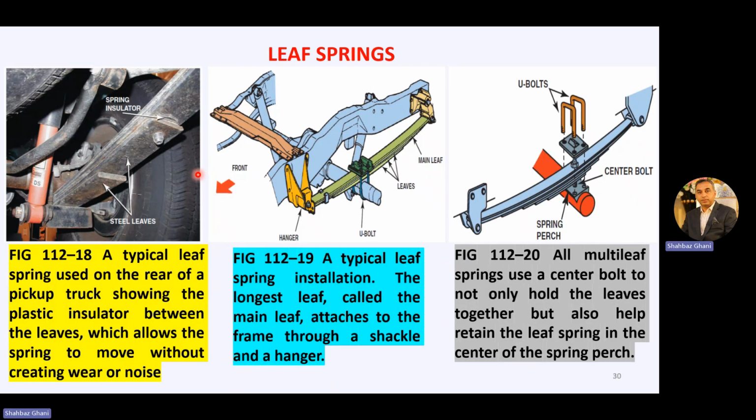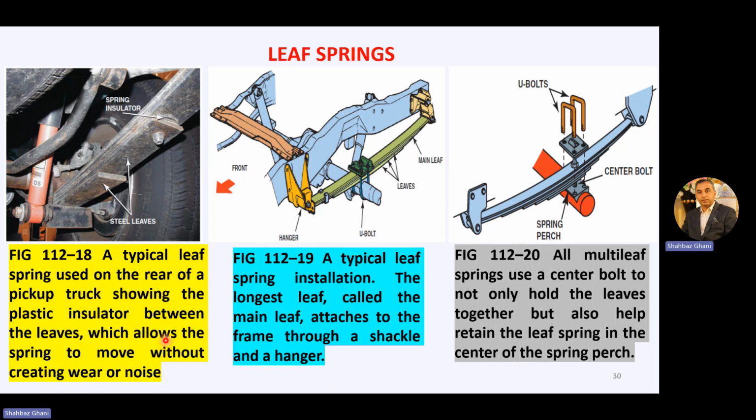Now, the second part is the leaf spring. Let's see. This is your leaf spring. These are the steel leaves combined together and bolted together at two different parts, front and rear, and then they are attached at center. And in between them, there is a spring insulator, some rubber material or plastic material. A typical leaf spring used on the rear of a pickup truck, showing the plastic insulator between the leaves, which allows the springs to move without creating wear or noise.